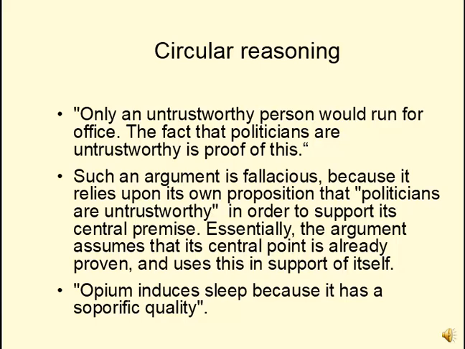Here's an example. Only an untrustworthy person would run for office. The fact that politicians are untrustworthy is proof of this. This argument is circular reasoning because it relies upon its own proposition that politicians are untrustworthy in order to support its central premise. It's assuming that its central point is already proven, and it uses this in support of its central point.